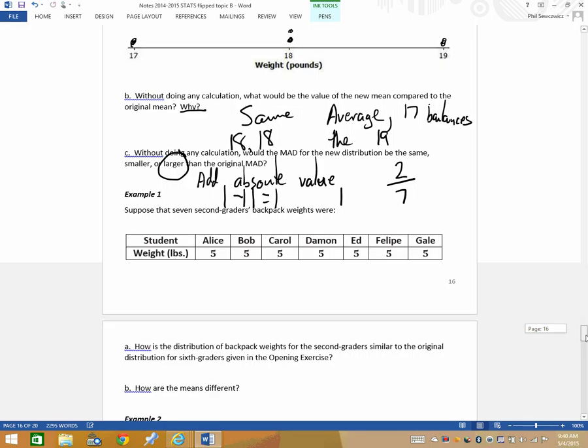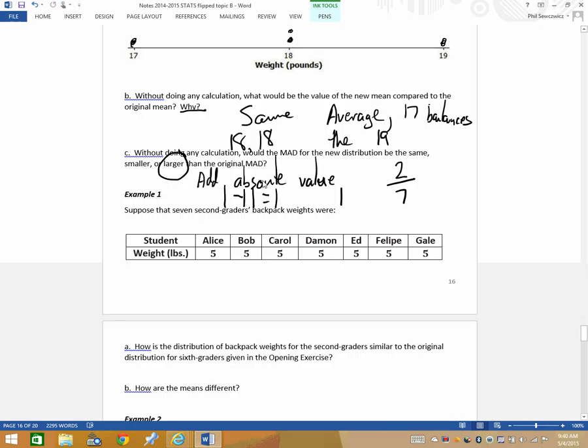Let's see what we got here. Oh my goodness. We got 7 second graders. Now this is nice. There's second graders, only 5 pounds a bag. That's good. We wouldn't want it the opposite there. So let's see here. How is the distribution of backpack weights for the second graders similar to the original distribution for 6th graders given in the opening exercise?